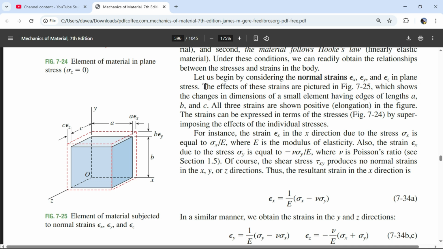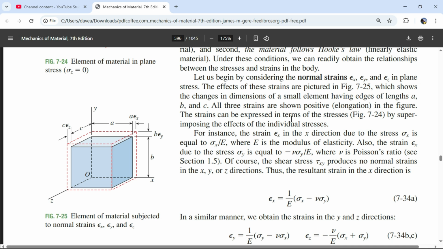So the effects of these strains are pictured in this Figure 7.25. This is an element of material subject to the normal strains in the X, Y, and Z direction. And again, strains can be thought of as changes in length, stretching in those directions, which shows the changes in dimensions of a small element having edges of lengths A, B, and C, respectively. All three strains are shown as positive elongation in the figure.